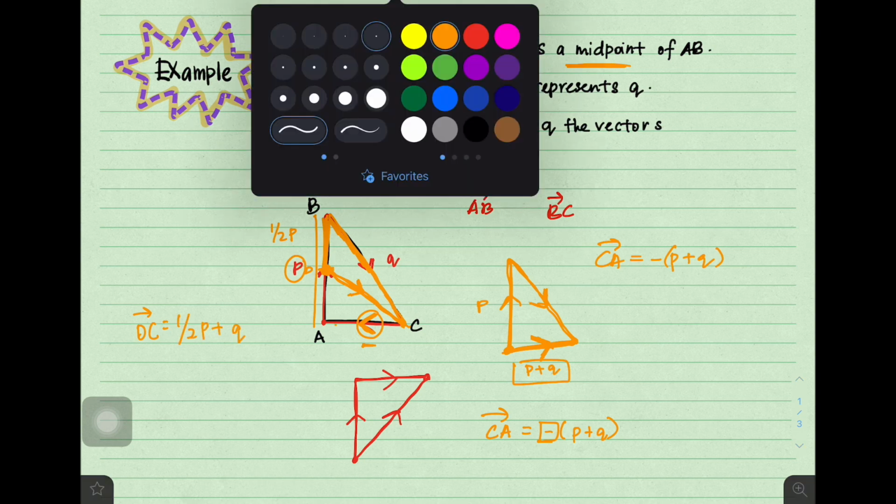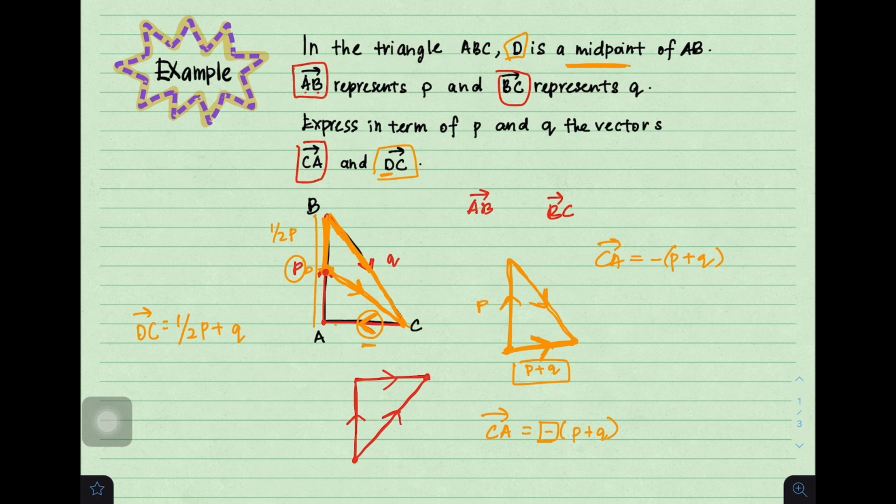Okay, you can see clearly here. This one is D. What you want here, D to C, is this one. Okay, so how come you get D to C? It's just by adding up this vector with this vector in this direction. This vector has been represented by Q. This vector is actually half of P because it's the midpoint. So half of P plus Q, you will get this vector. Okay, so D to C is actually half P plus Q.